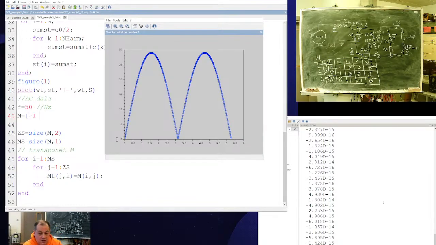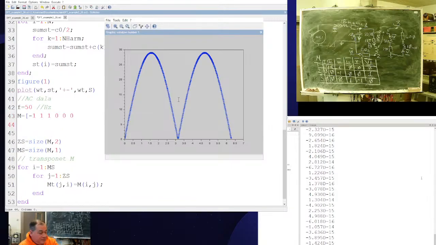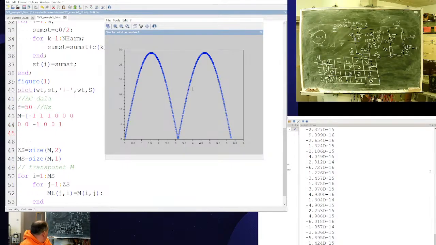It will be -1, 1, 1, 1, 0, 2, 0, 3 zeros. Second row: 2 zeros, 0, 0, -1, 0, 0, 1. And third row: 3 zeros, 1, 2, 3, 1, -1, 0.